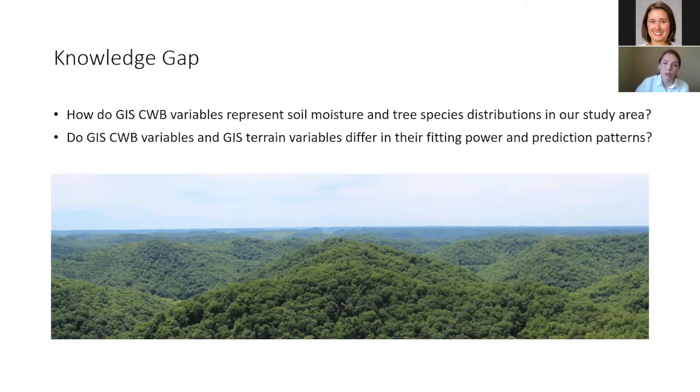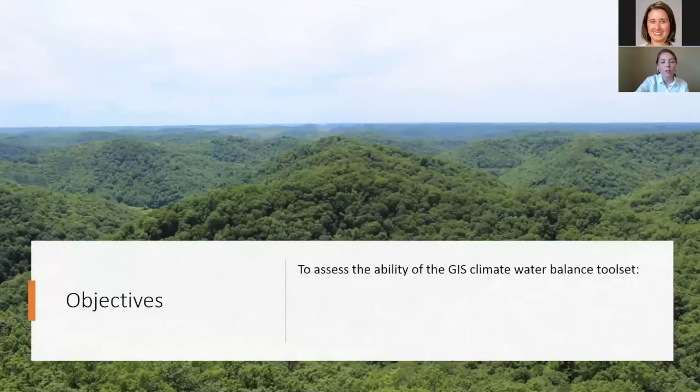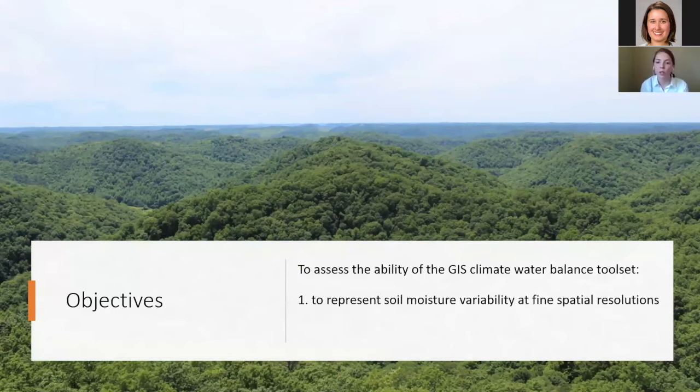When I say GIS terrain variables, I'm thinking about slope steepness, relative slope position, topographic wetness index, some of those variables that I mentioned earlier. And then the GIS climate water balance variables would be the PET, AET, those variables created from that GIS toolset. So with that, I want to introduce my two overarching objectives: to assess the ability of the climate water balance toolset to first represent soil moisture variability at fine spatial resolutions, and secondly, to explain tree species distributions in a dissected landscape.